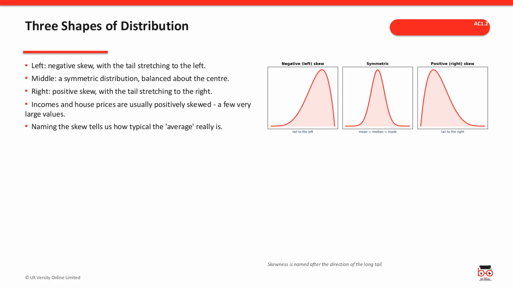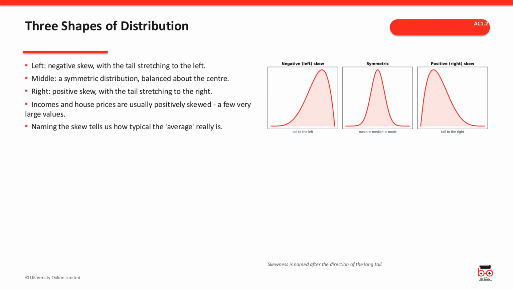Picture 3 curves side by side. On the left, negative skew, with the tail stretching away to the left. In the middle, a nice symmetric hump, balanced about its center. And on the right, positive skew, the tail trailing off to the right.